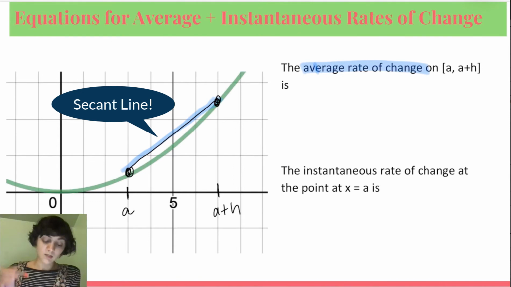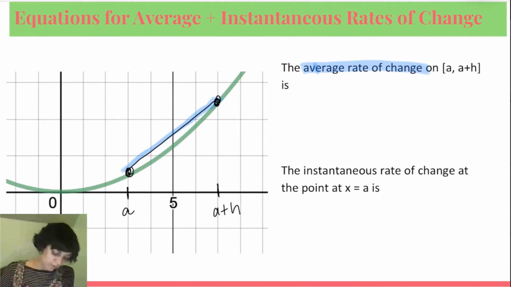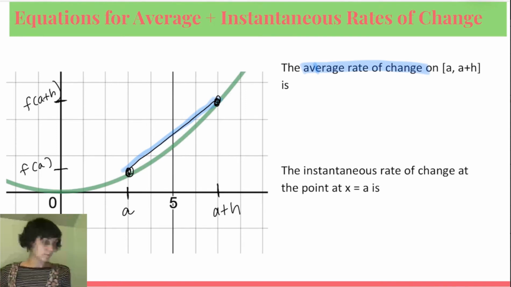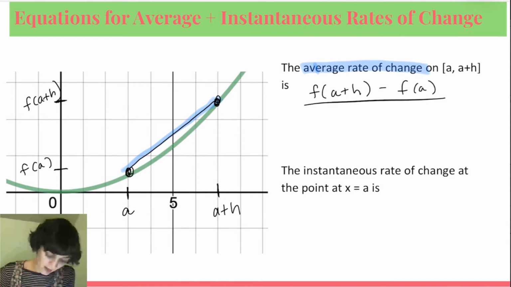Okay. So in order to find slope, I do need to know my rise over run, my change in y's over my change in x. In this case, I'm not given specific x values or specific y values. So for my y values, I'm just going to call the y value here f of a. That's my output. And then the output for the other point would be f of a plus h. So the average rate of change will be my change in y's, so subtracting these y values, over the change in x.